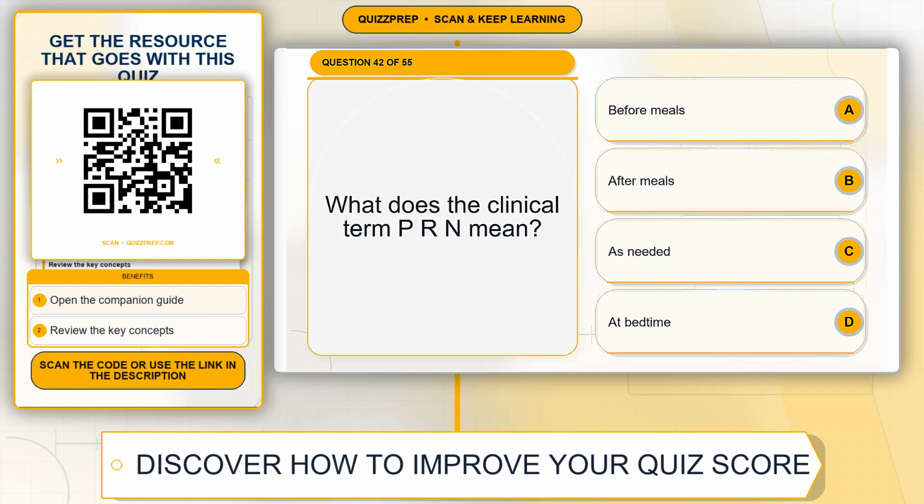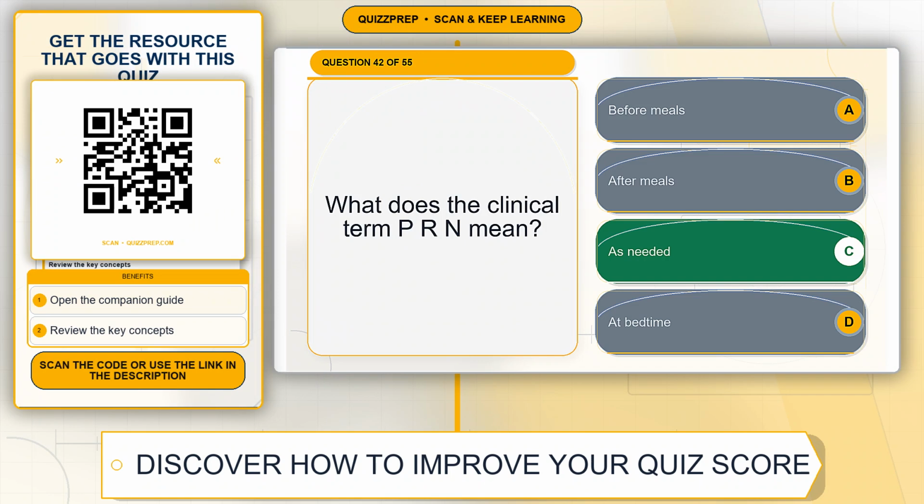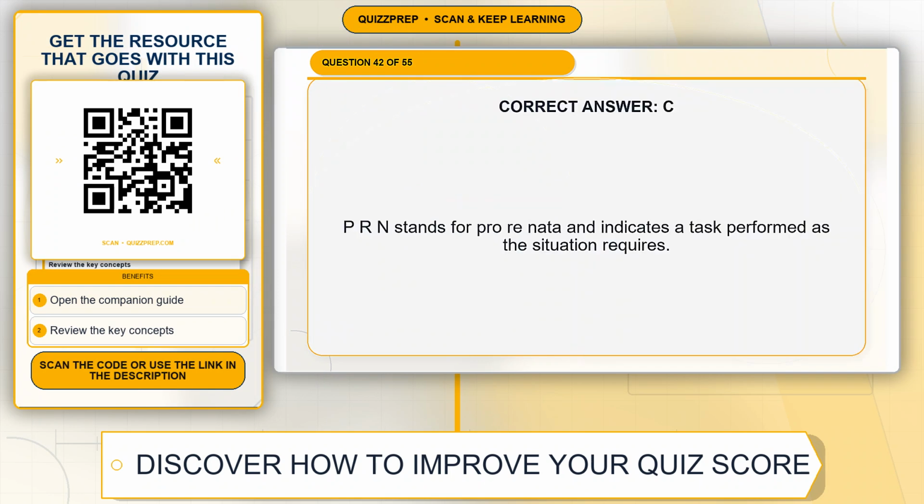Question 42. What does the clinical term PRN mean? Option A, before meals. Option B, after meals. Option C, as needed. Option D, at bedtime. The correct answer is option C, as needed. Explanation. PRN stands for pro re nata and indicates a task performed as the situation requires.